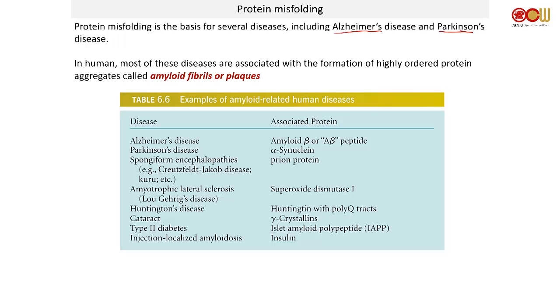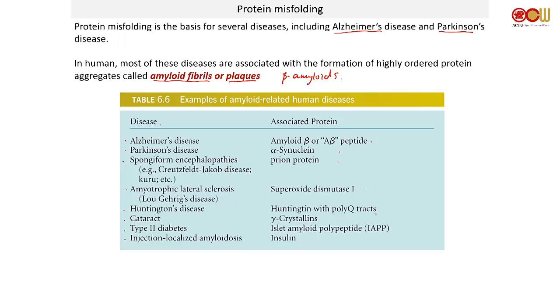So in humans, most of these diseases are associated with the formation of highly ordered protein aggregates called amyloid fibers or plaques. Okay, so usually we call them beta amyloids because they're rich in beta protein, or beta sheets. On the left here, you can find different diseases. These are all the different diseases that humans can have and the proteins associated with them.